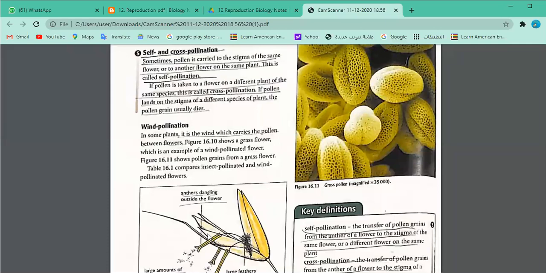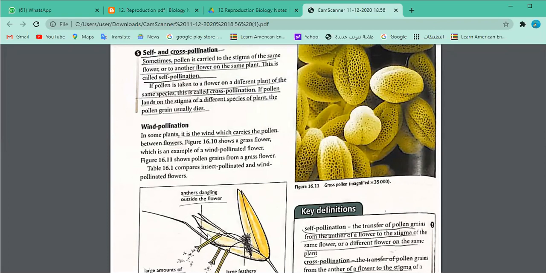Two different ways. One is, yes, Zena? Wind. Yes, wind is another way. Wind and water. Yes, water also is one means of pollination. That's very good. Yes, can be blown away. And also animals and insects and wind.